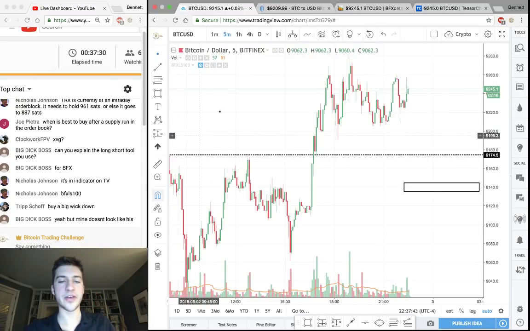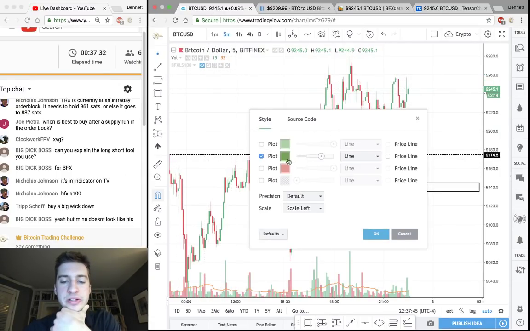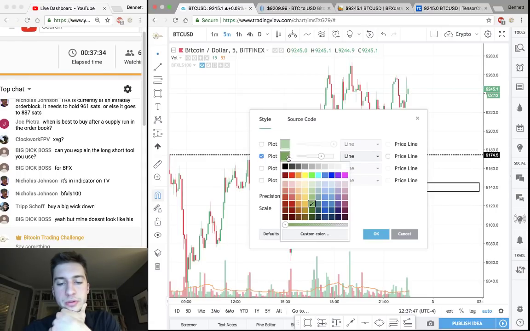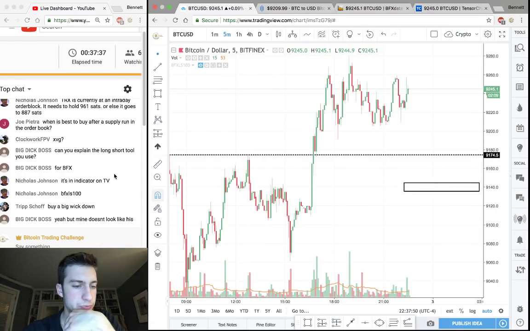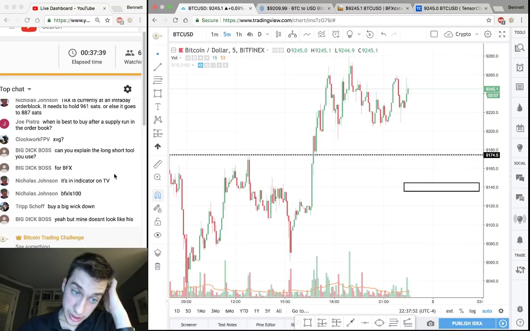So something about BFX LS 100. Yeah, so I just use the percent. I use this second one here. That's my settings. Okay, you want me to explain? So question here, can you explain the long short tool that you use?